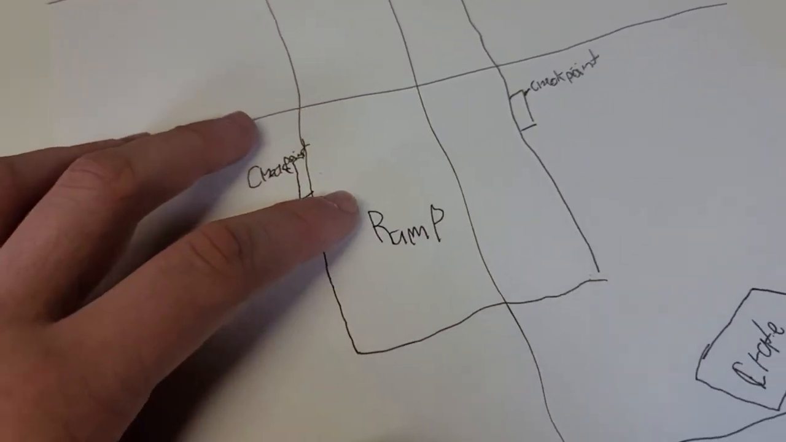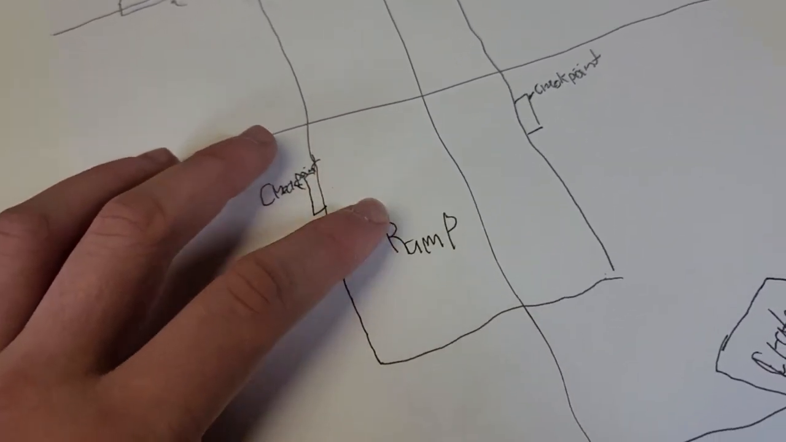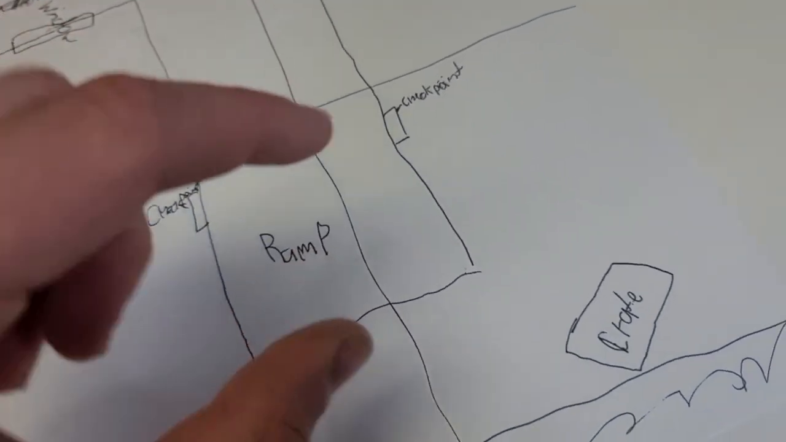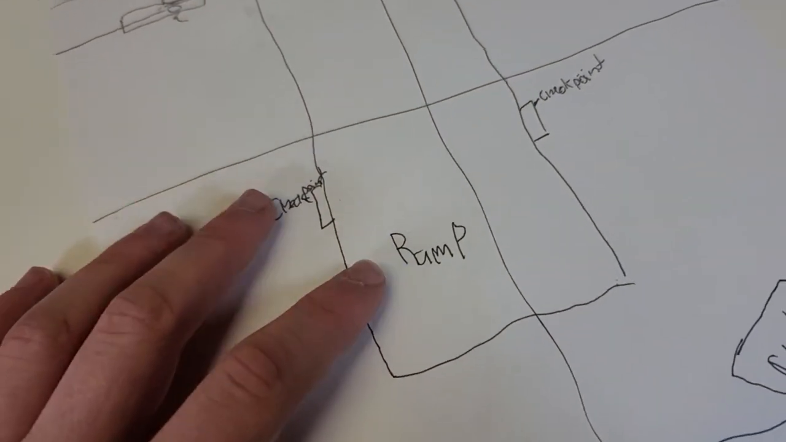Now, the thing I want to accomplish with the ramp is I want minifigures to be able to run down it. And I'm not sure if I want to do a brick-built ramp with slope pieces, or if I want to do a giant baseplate type thing.